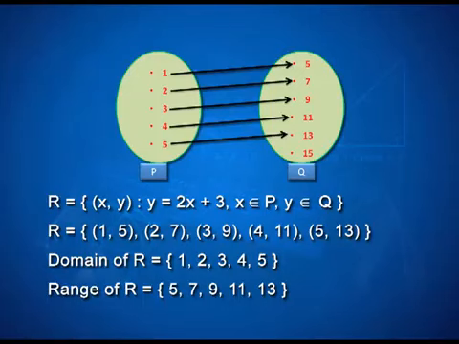And now maybe you can also ask what would be the codomain of this relation R. You can see that the set Q also had 15, which is not connected with any element of the set P. So, if I take the entire set Q, that becomes the codomain of the relation R, and in that case range is not equal to codomain, but range is a subset of codomain.